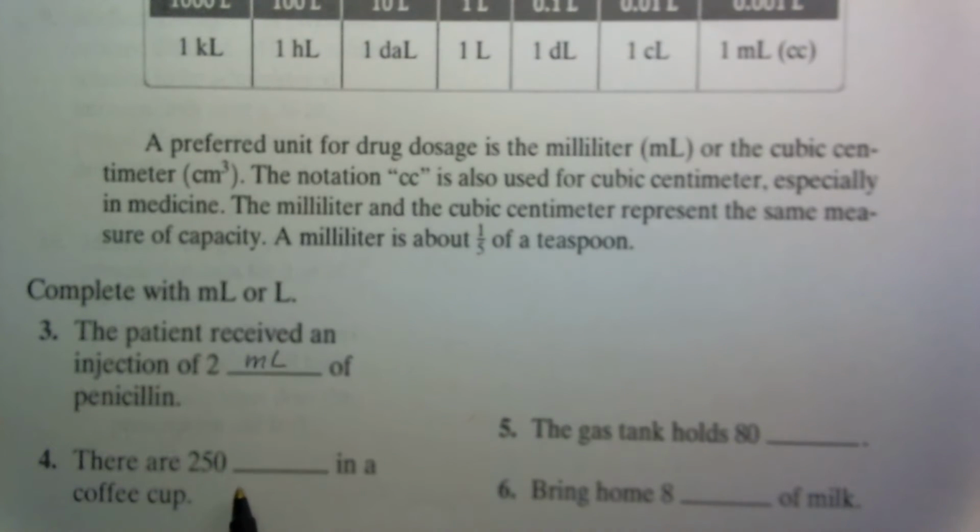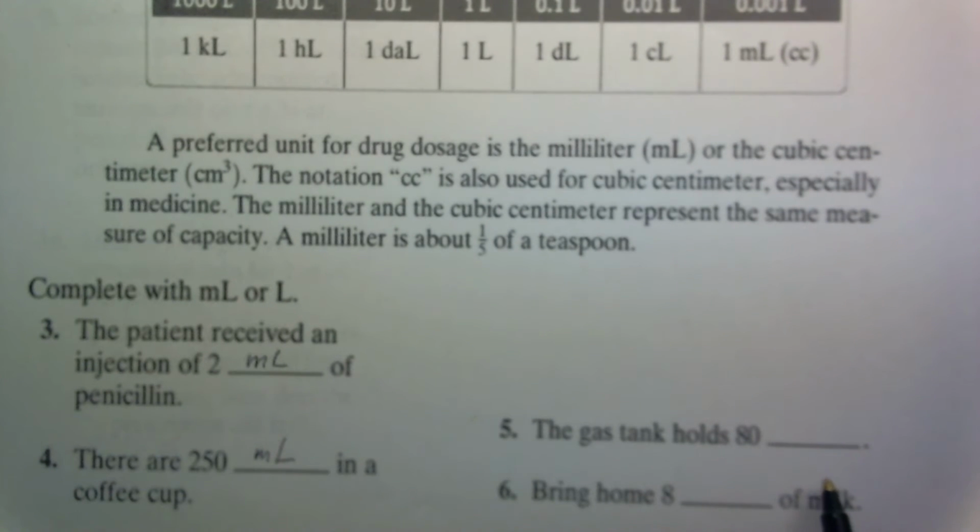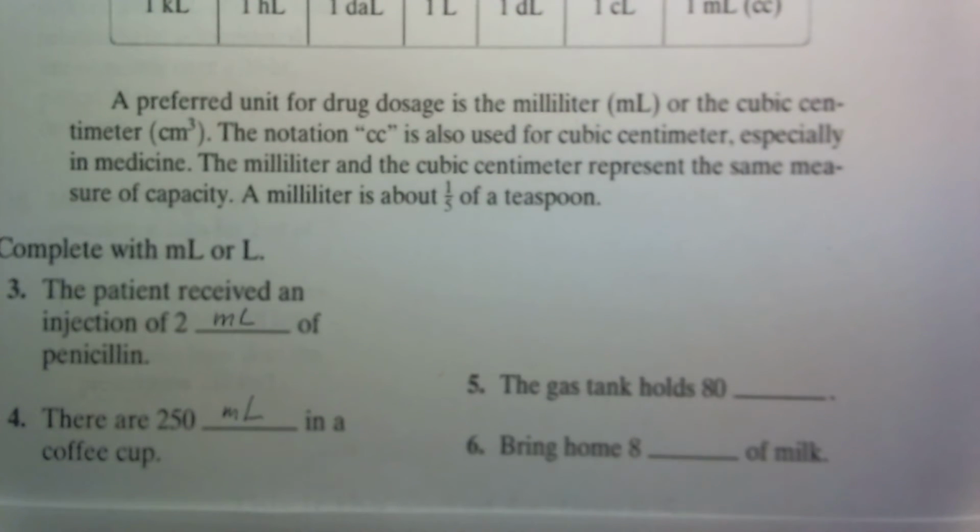And similarly, there are 250 milliliters or liters in a cup of coffee. Well, 250 liters, 250 quarts, obviously not, so the answer is milliliters. A gas tank holds 80, again, milliliters or liters, and that's a larger quantity, about 80 quarts, so a little bit more than that, so that would be liters. And the same thing in number 6, bring home 8 milliliters would be a tiny amount, so it's 8 liters of milk.